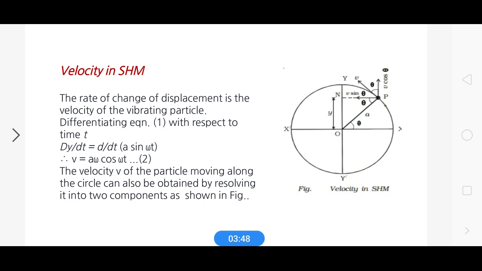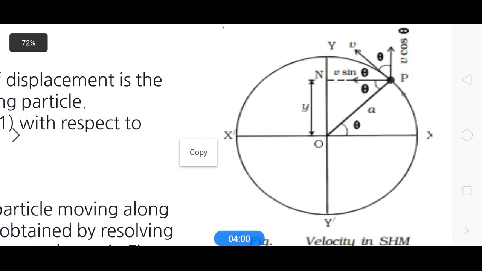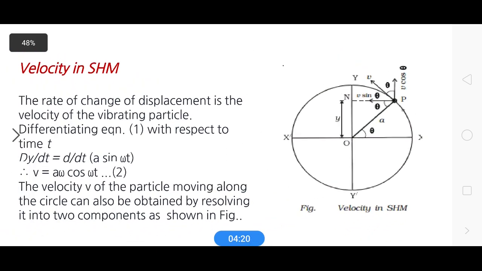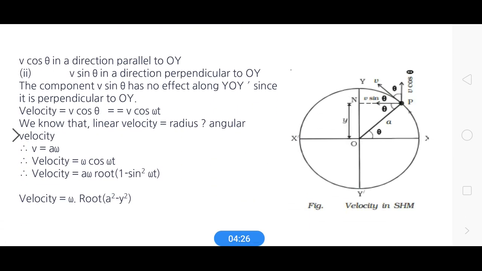But there is one more method. Here the linear velocity at point P is tangential at that point. So v is the linear velocity, and now I am resolving this velocity v into two components, v cos theta and v sin theta. So v cos theta is the horizontal component and v sin theta is the vertical component of the linear velocity. Here in this figure you can see the two velocity components in the circular path. So the v cos theta is the direction along the OY path.